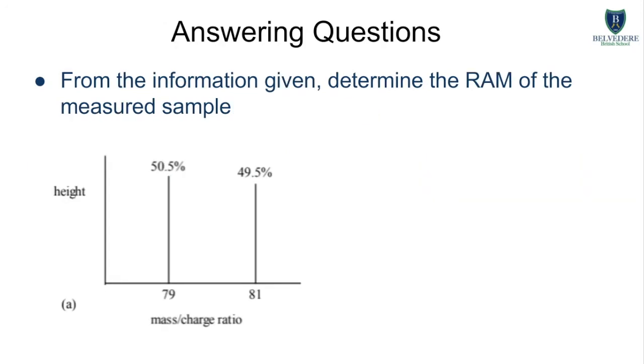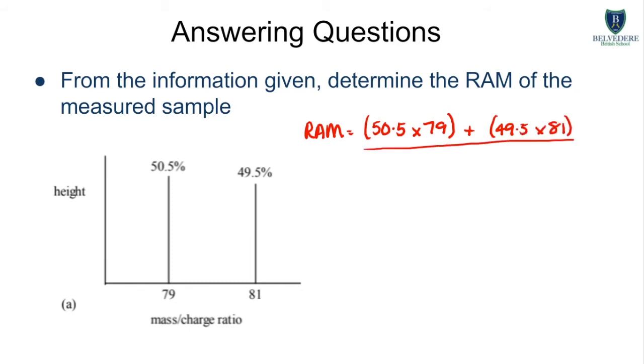So you may get something that looks like this, where we have got a sample that has been passed through a mass spectrometer, and we get this mass spectrum. So you can see that we have our mass to charge ratio, and we have our height. So we have a mass to charge ratio of 79 is at 50.5% and 81 is at 49.5. And you can then determine the relative atomic mass. So you would have 50.5 times 79 plus 49.5 times 81, all divided by 100, and you would get a relative atomic mass of 79.99.